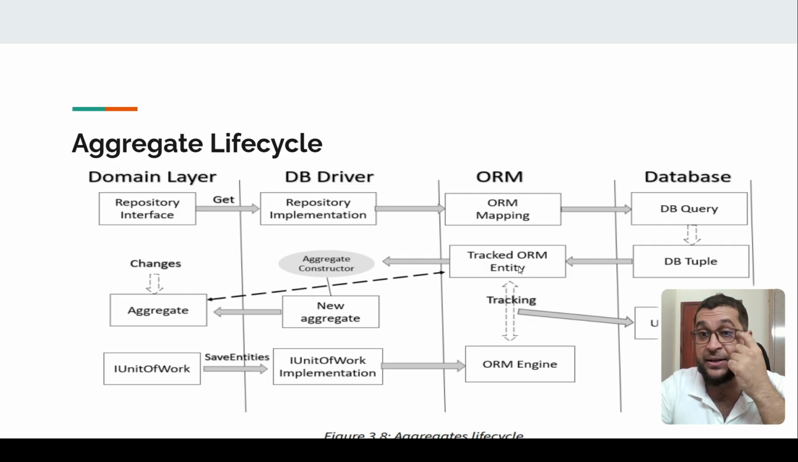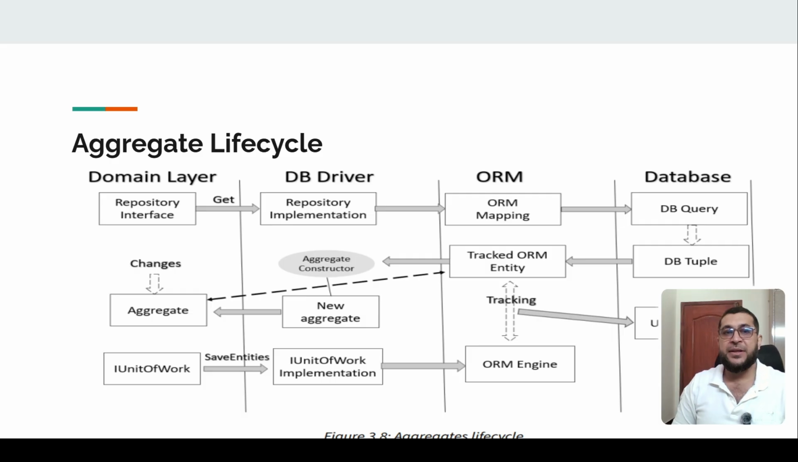The aggregate constructor will accept the state of the entity, and it will create a new aggregate. You can see here in the dashed line, the aggregate is accepting the state through the aggregate constructor. Once the aggregate receives the state, we will make changes to the data. Then, in the last flow, you can see from left to right, we have the unit of work. After making changes, we will call save entities, and the implementation of the unit of work will pass those changes to the ORM engine.